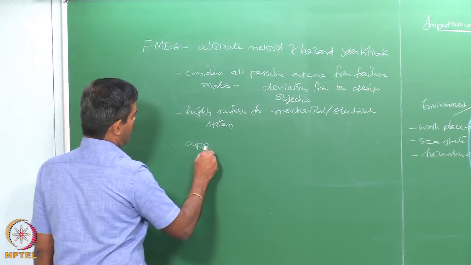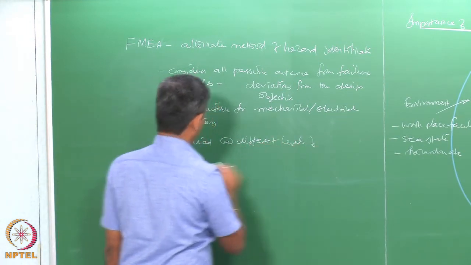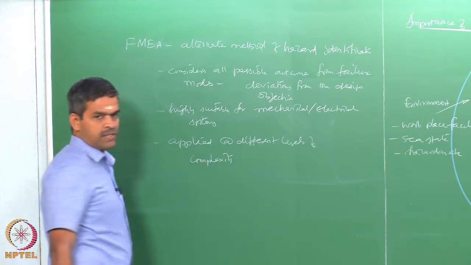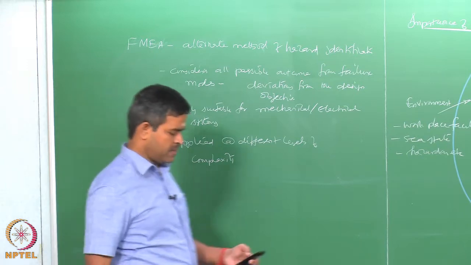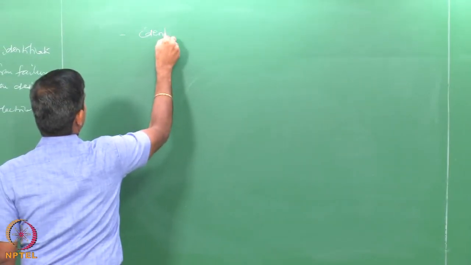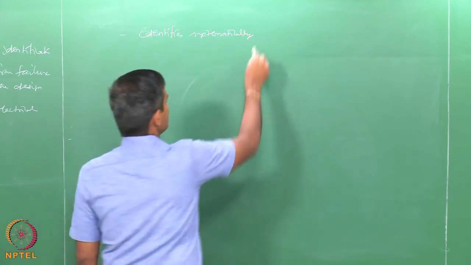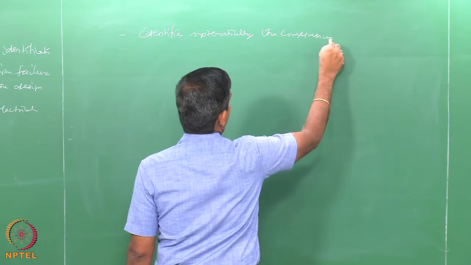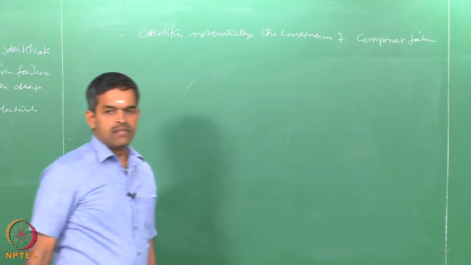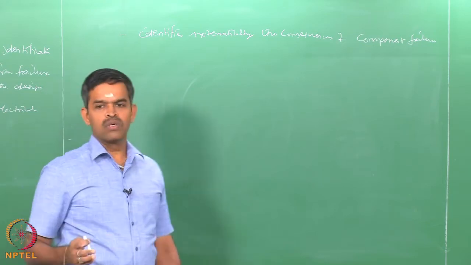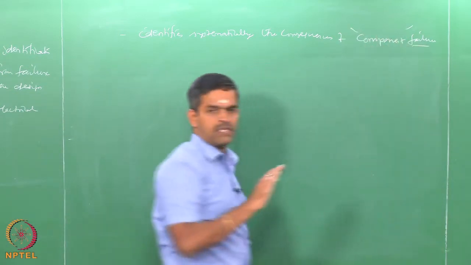This can be applied at different levels of complexity. That is, starting from the design stage to the end final product release, you can apply this kind of study to any level or different levels of complexity. FMEA actually identifies systematically the consequences of component failure. Please understand, this method does not explicitly bring out the product failure or the whole system failure. It tells you in breakup the failure of each component present in the system.